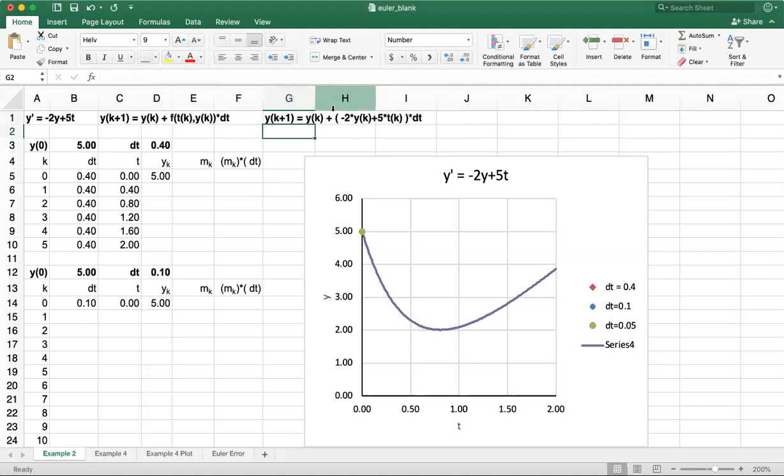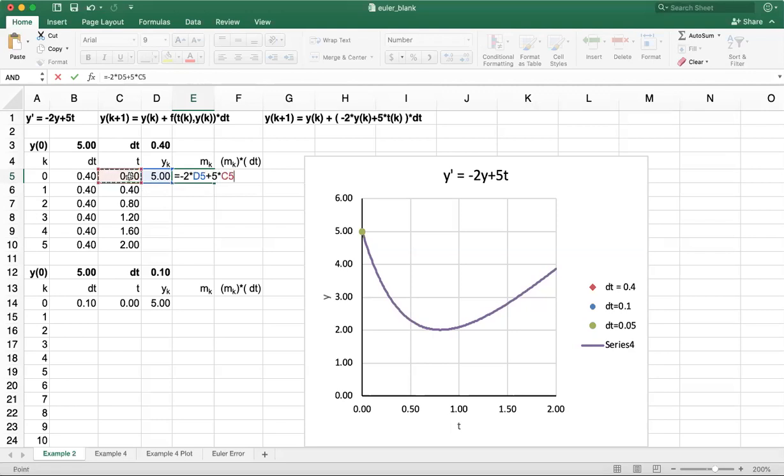So you can see that my right-hand side is -2y plus 5 times t. That is what I'm going to put in for the slope. So I'm going to say the slope is equal to -2 times, then I'm going to click on the y cell. Okay, so it's very important. We're not going to write 5. I'm going to click on the y cell so that it'll use that formula. So -2y plus 5 times, and then I'm going to click on the t cell.